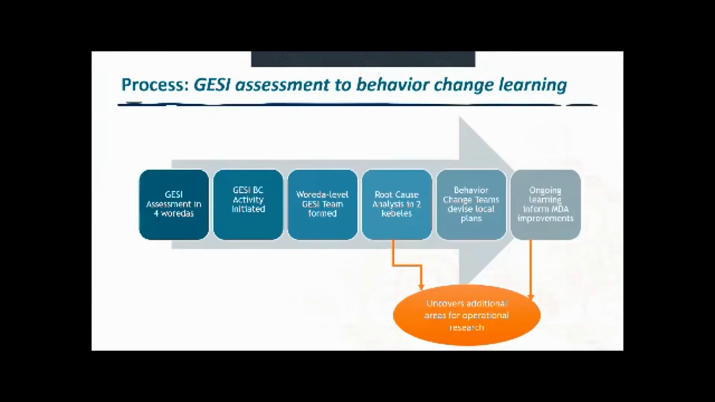We began our assessment in 4 woredas, 1 in Gambela, 3 in Oromia region, and then moved to GESI behavior change activity in one of the 3 woredas in Oromia, which is called Adaba, to seek to improve MDA coverage for trachoma. The key steps focus on forming a GESI team at woreda level to support the activity, and then to conduct a root cause analysis to further validate what we learned in the assessment. This analysis is with a cohort of individuals who missed previous MDA. We conducted this in 2 kebeles.